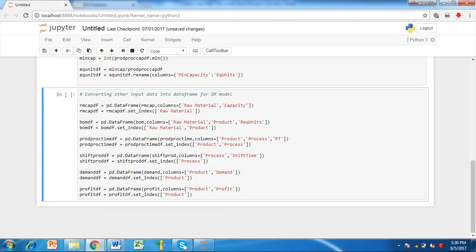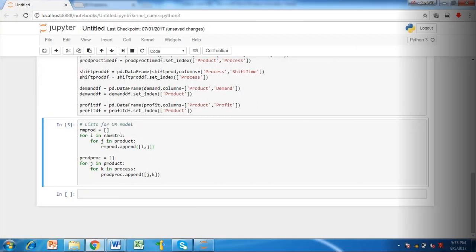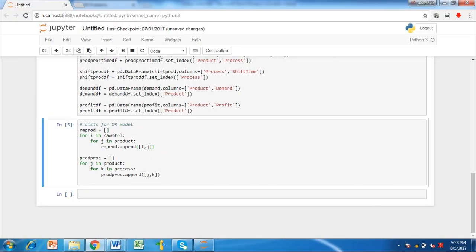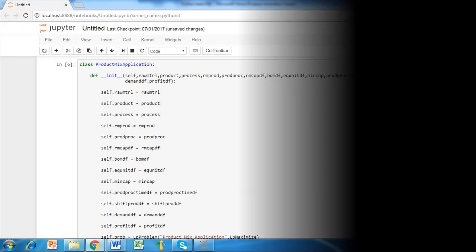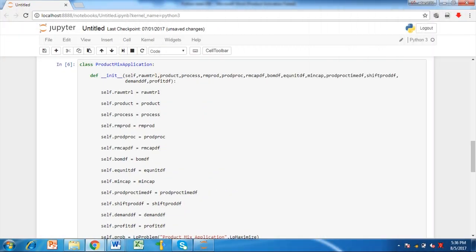Next, we convert other input data lists into data frames for the model. These are raw material capacity, bill of material requirement, processing time for each product on different processes, and shift production time for processes by deducting the downtime. Finally, demand and profit for the products are loaded. The lists for the mixed integer linear programming model are enumerated for raw material with product prod and product with process prod-proc. We create a class product mix application.